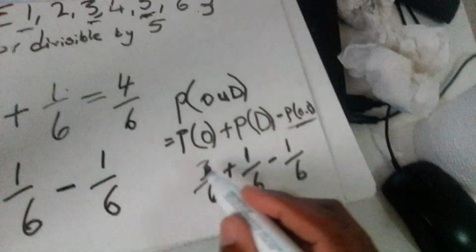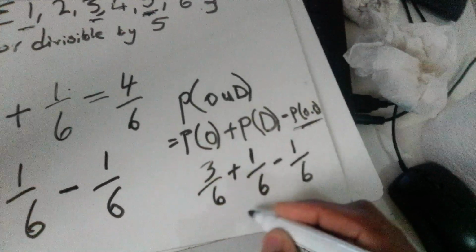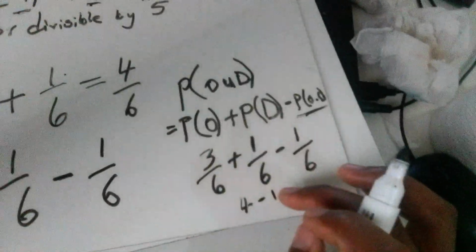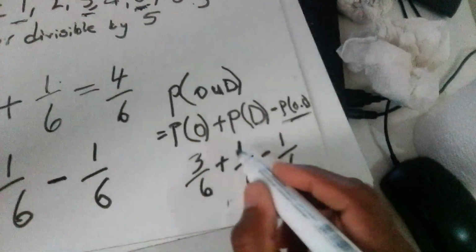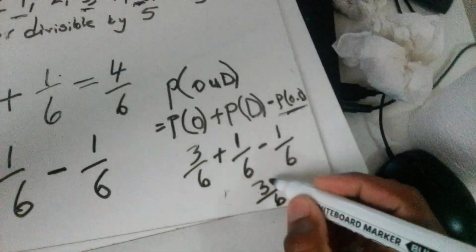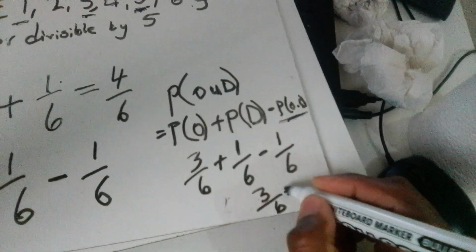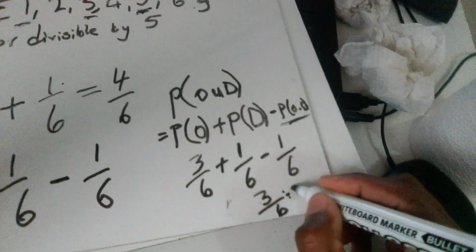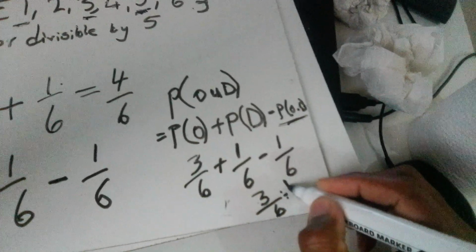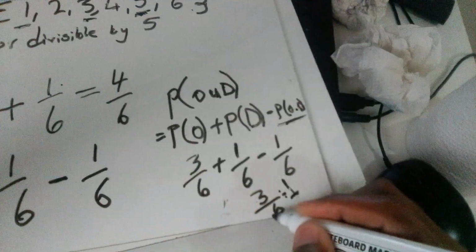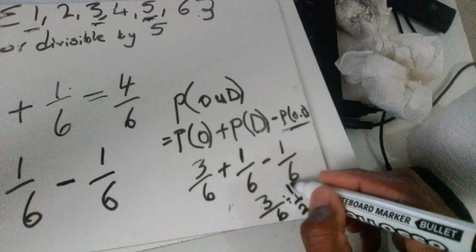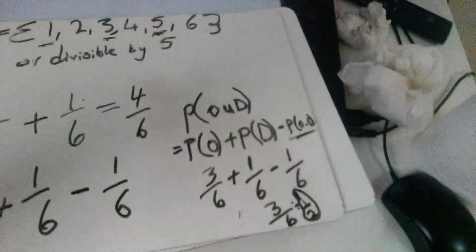So the final answer will be, this one is 4 minus 1. I don't have space. Let me just write the final answer here. So 4 minus 1 is going to be 3 over 6. And then when we simplify this, we can divide by 2, no, by 3, I mean to say, by 3, and then we're going to have 1 for this one, and 2 for this one. So this should be your final answer, right?